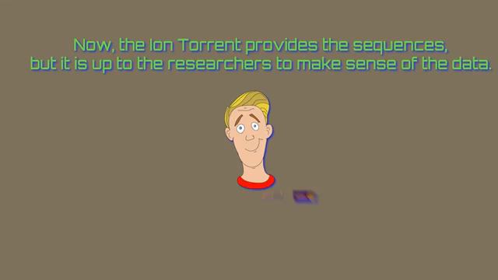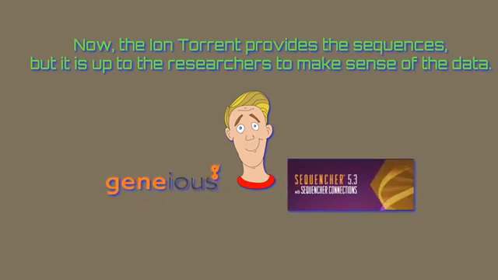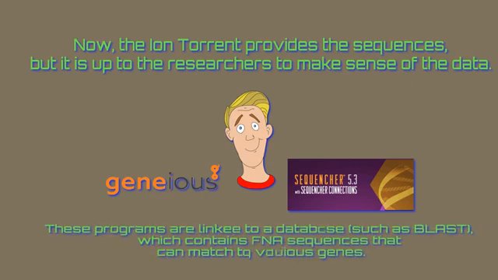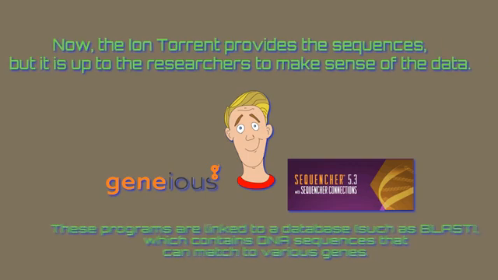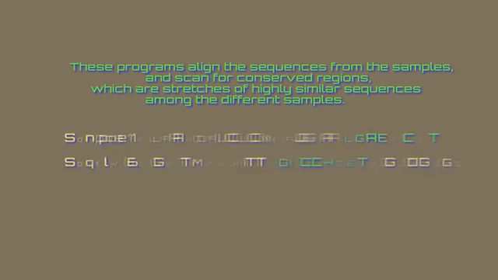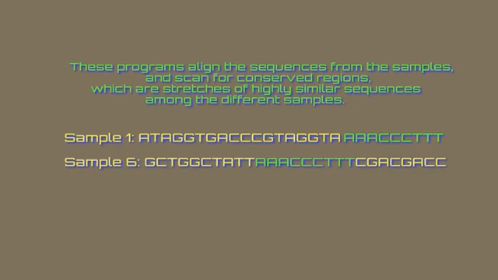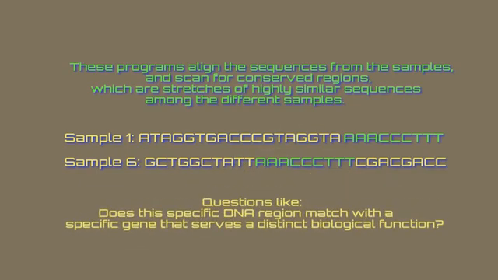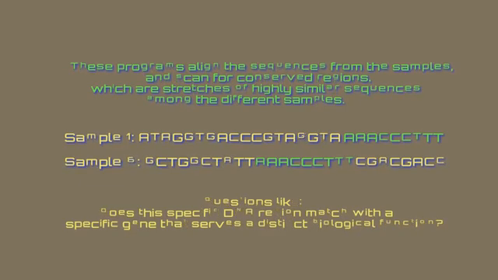Now, the Ion Torrent provides the sequences, but it is up to the researchers to make sense of the data. So programs like Geneious and Sequencher are used for this exact purpose. These programs are linked to a database, such as BLAST, which contains DNA sequences that can match to various genes. These programs align the sequences from the samples and scan for conserved regions, which are stretches of highly similar sequences among the different samples. Questions like, does this specific DNA region match with a specific gene that serves a distinct biological function, can be answered.